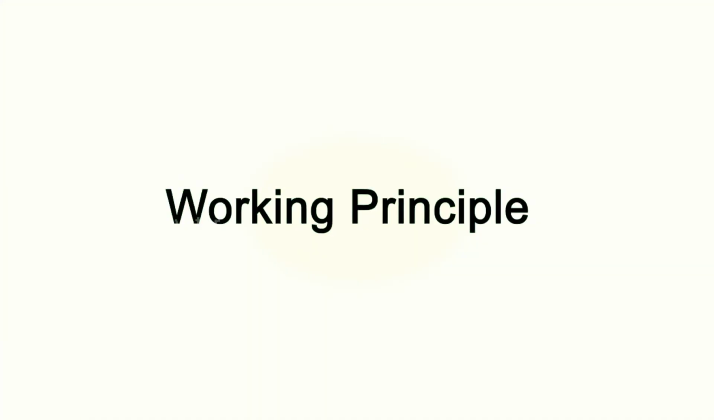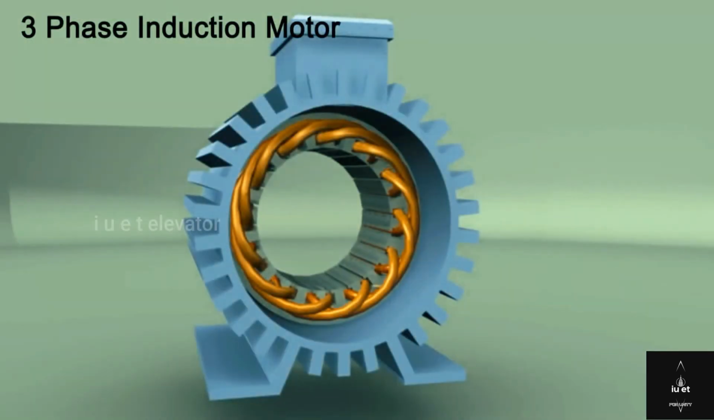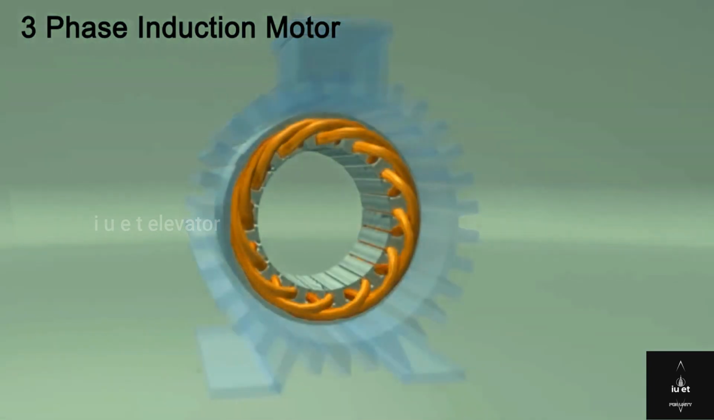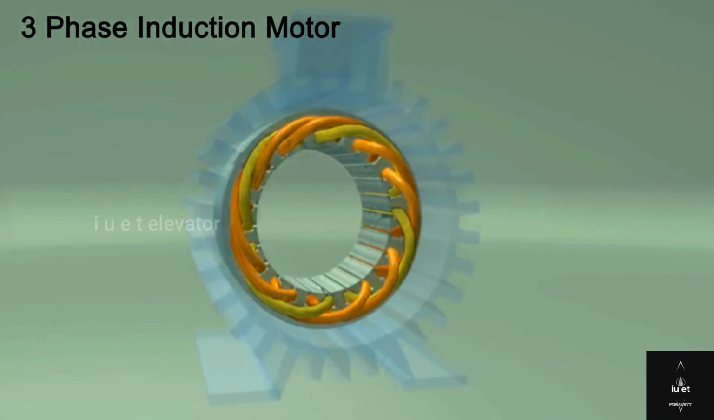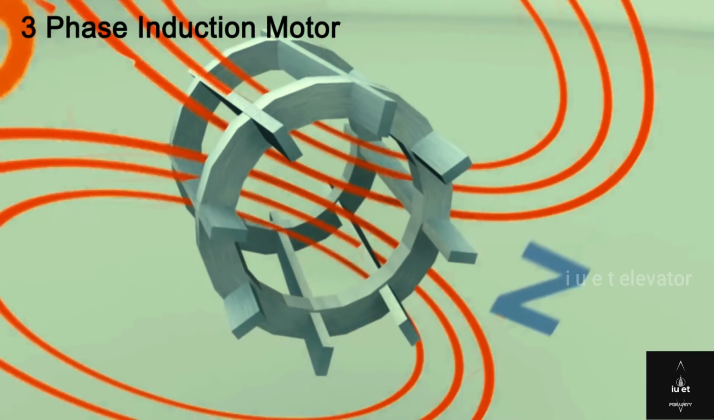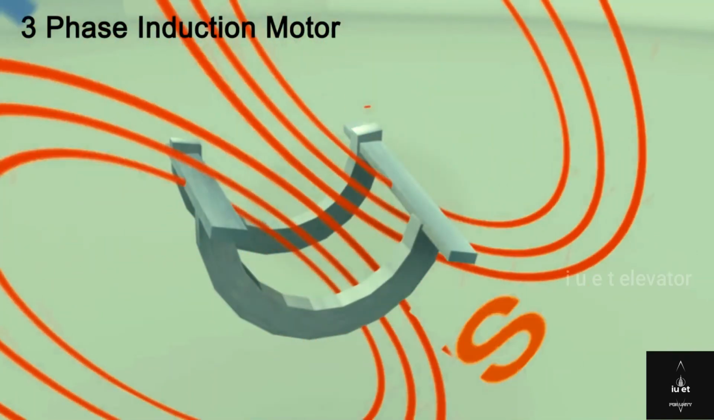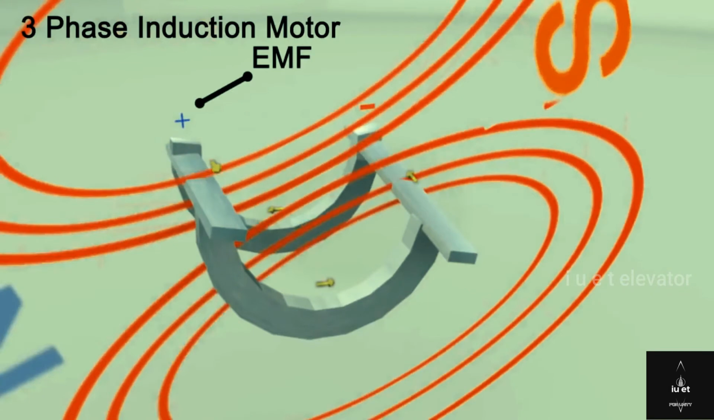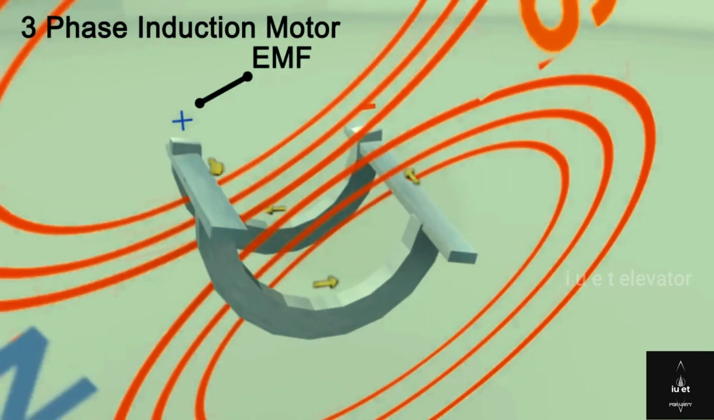Now let's understand the working principle of three-phase induction motors. When three-phase supply is given to the motor, the resulting current generates a magnetic flux. Due to the switching sequence of three-phase current in RYB, the generated flux rotates around the rotor conductors. According to Faraday's law, an EMF is induced in any closed circuit due to the rate of change of magnetic flux through the circuit. EMF is induced in the copper bars and due to this, current flows in the rotor.